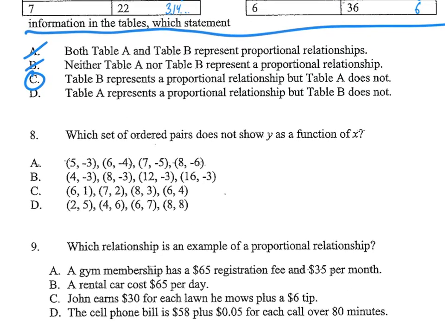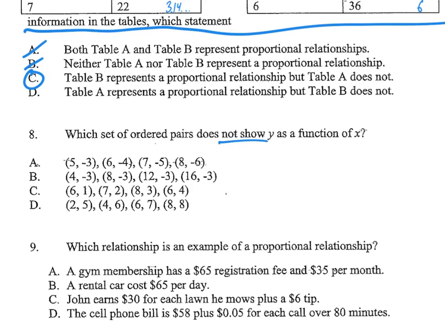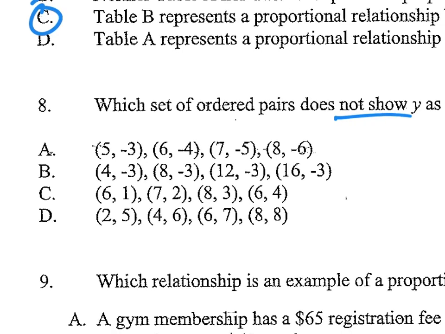Number 8. Which set of ordered pairs does not show y as a function of x? Well, that's the same thing we've been doing. If x repeats, it is not a function. So we're trying to find which one is not a function. So we are looking for a repeating x. Remember, these are always x, y pairs. So I've got a 5, 6, 7, 8. That is a function. 4, 8, 12, 16. None of those repeated. On C, we've got 6, 7, 8, and another 6.